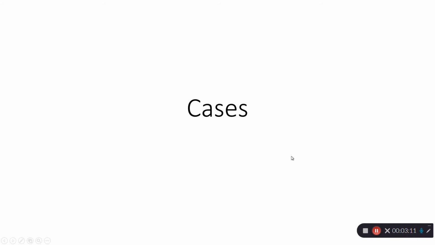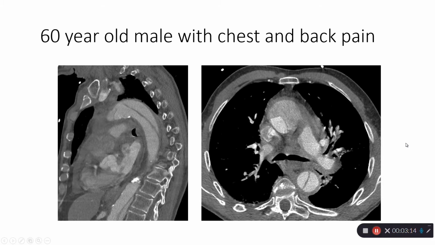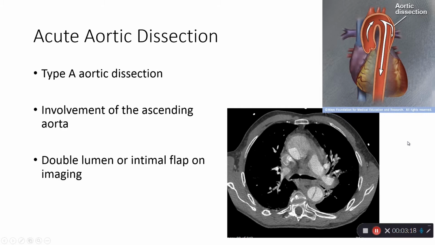So moving on to cases, here's a 60-year-old male with chest and back pain. So this is an example of an acute aortic dissection. This happens to be a type A with involvement of the ascending aorta. So in an aortic dissection, you develop an intimal flap, and you get this double lumened appearance of the aorta.